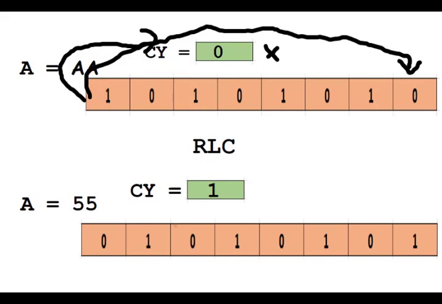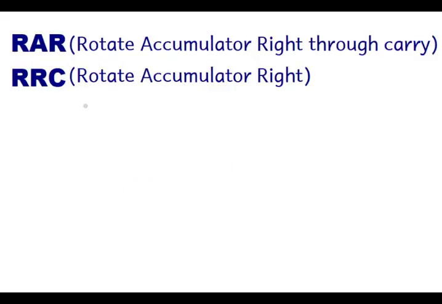Now let us execute this on the simulator. Similarly, we have RAR and RRC. RAR is rotate accumulator right through carry, and RRC is rotate accumulator right. They function similarly, the only difference being that they rotate right. Now let us execute this on the simulator.